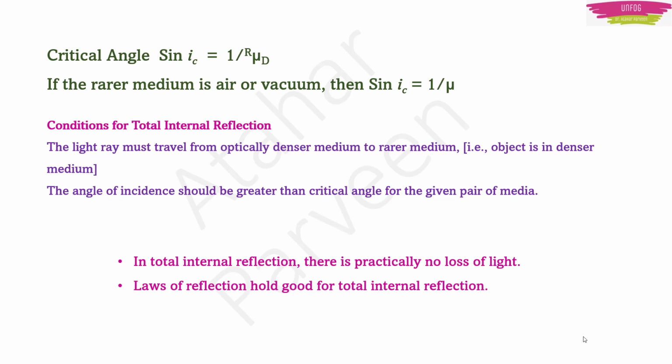Now, two more important points we need to know about total internal reflection. In total internal reflection, there is practically no loss of light. This is a very good speciality of total internal reflection. There is no loss of light. And the second is that all laws of reflection hold good for total internal reflection also. So we don't need to read any other optical laws dependent on total internal reflection, because all laws of reflection hold good for total internal reflection.